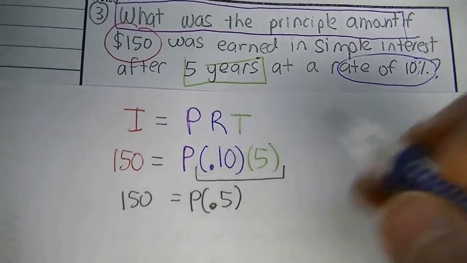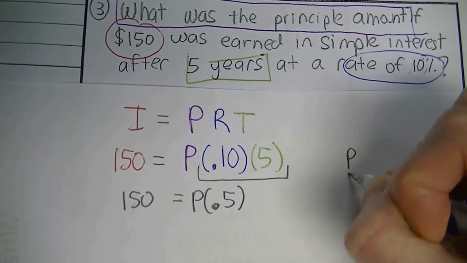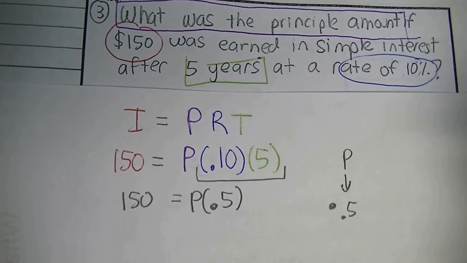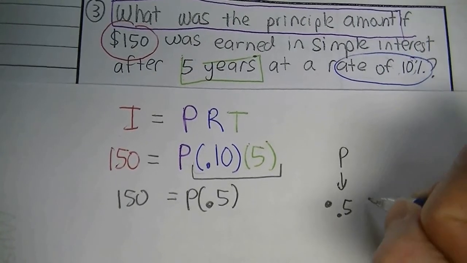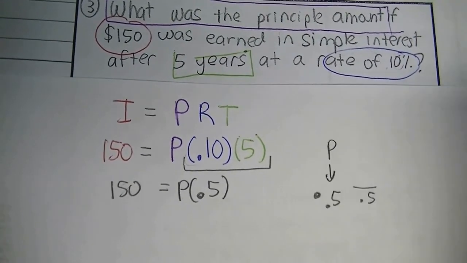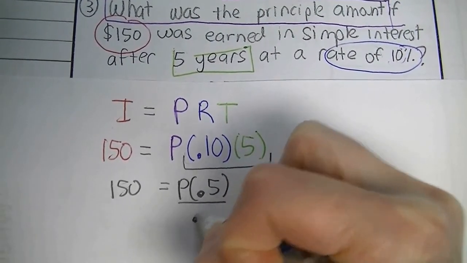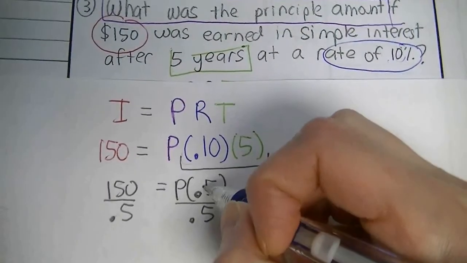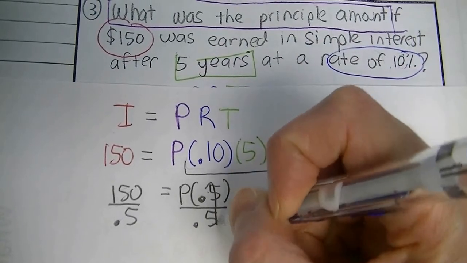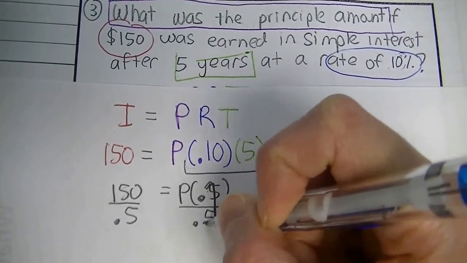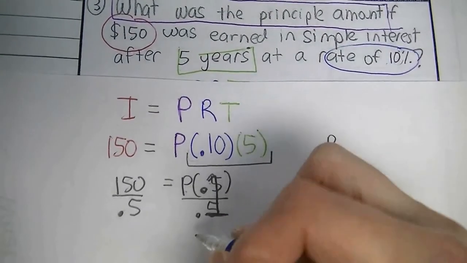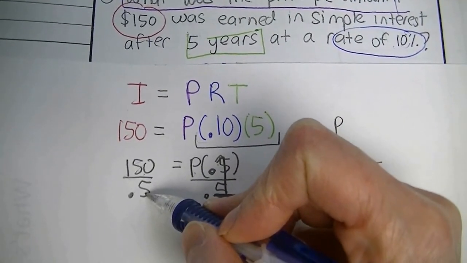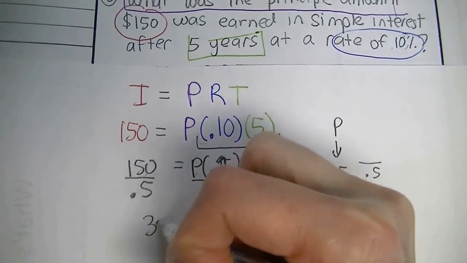I can build it. So I start with P, and then we multiplied it by 5/10ths. And then the inverse operation to multiply is to divide. So we're going to divide both sides of the equal sign by 5/10ths. Okay? 5/10ths divided by 5/10ths is 1. 1 times P is 1P, or P. Same thing. 150 divided by 5/10ths is 300.